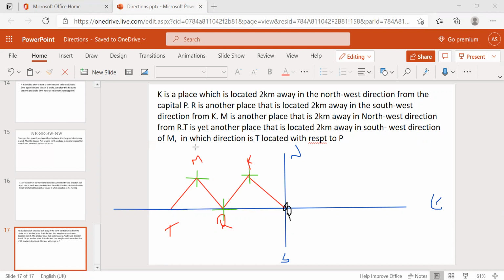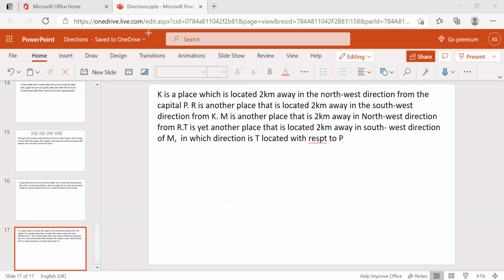T is another southwest location. In which direction is T located with respect to P? With respect to P, in which direction is T? West direction. With respect to P, it is nothing but the west direction. So T is located in the west direction from P. Okay, clear? If you understand this, then you are good in directions. Is it clear? Yes, sir. Okay, then we'll move on to the next question.